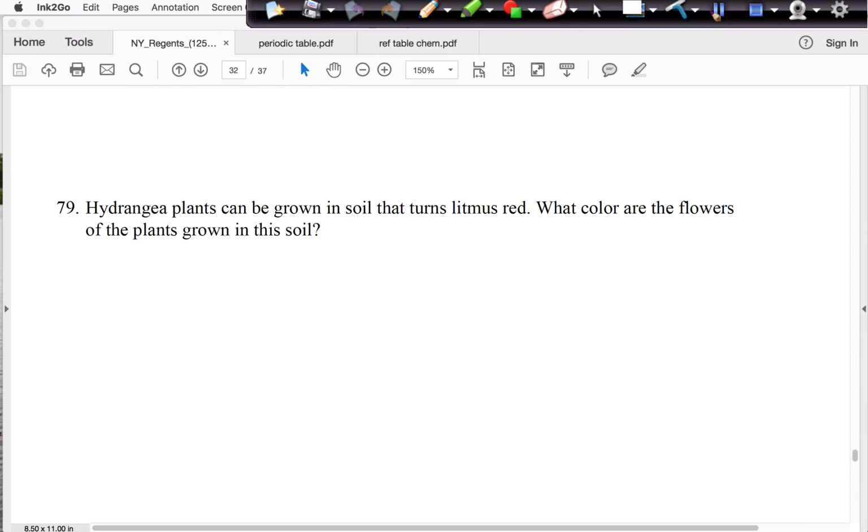The next question, 79, says hydrangea plants can be grown in soil that turns litmus red. What color are the flowers in the plants grown in the soil? So we're going to want to look at table M to determine the pH when litmus is red.